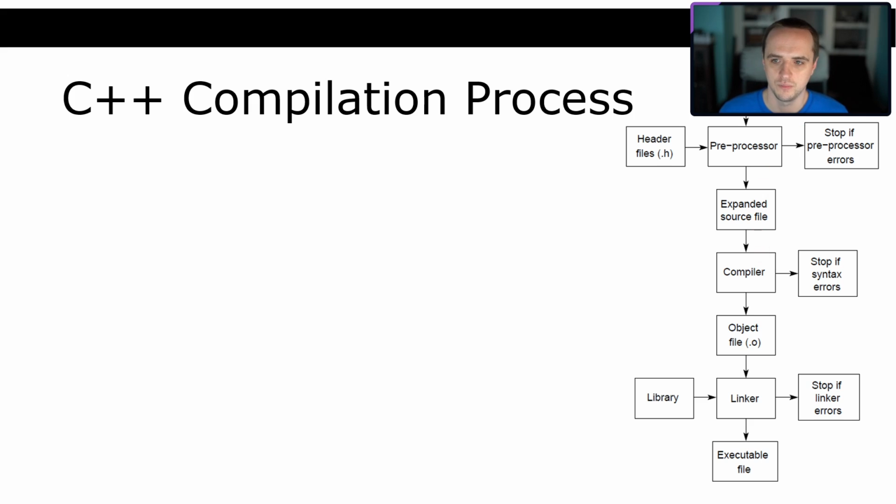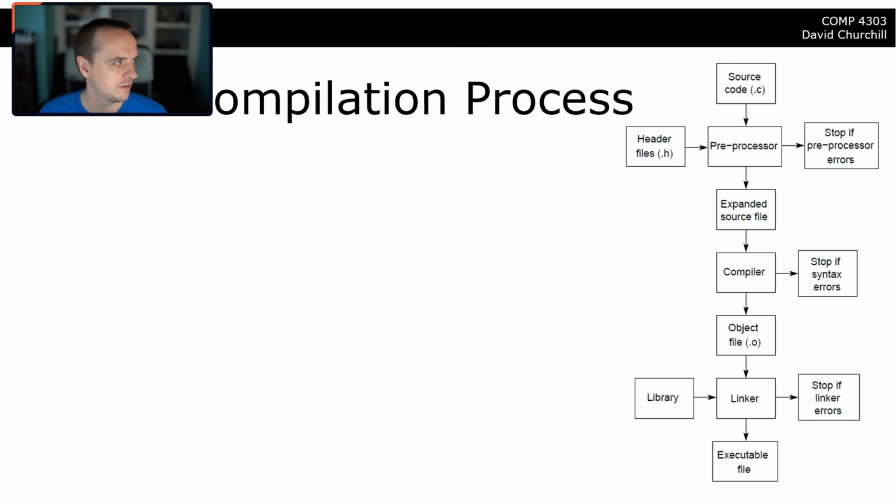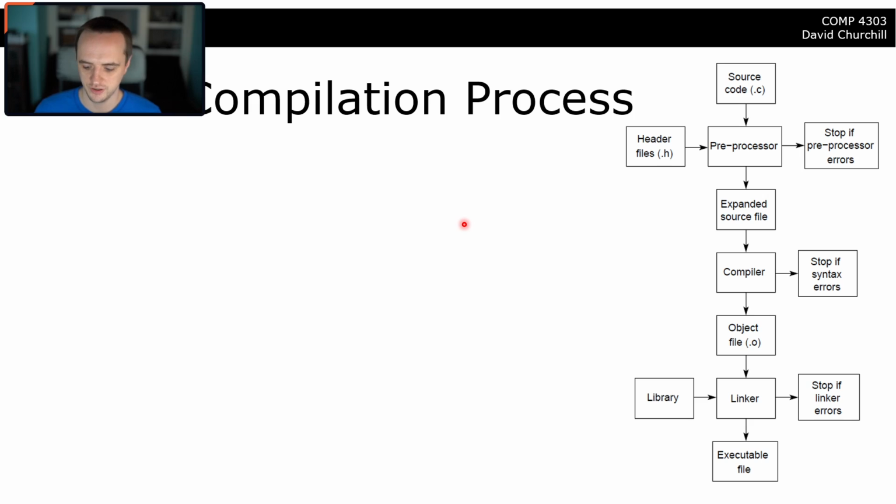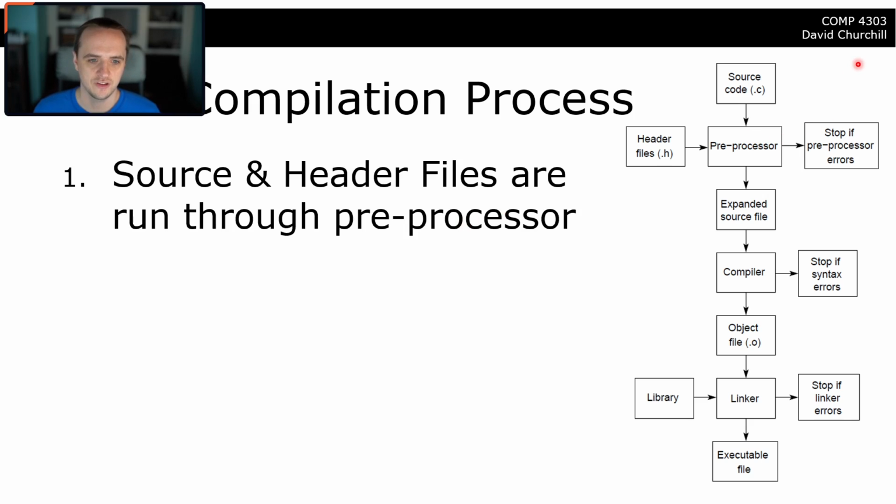Okay, so how does a C++ program get compiled? Well, we're going to move this over here so you can see all of it. But essentially, the first thing that happens is the source and header files are run through the preprocessor. Okay, so you've got some source code here. It says .c because I took this from a lecture on C, and then you've got header files. Those files are run through the preprocessor, and you can have errors at the preprocessor level. So for example, if you tried to include a file that doesn't exist, then that will stop compilation at the preprocessor level, and it will say, hey, that file doesn't exist.